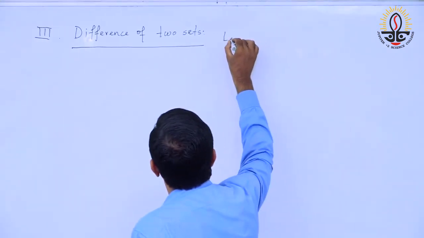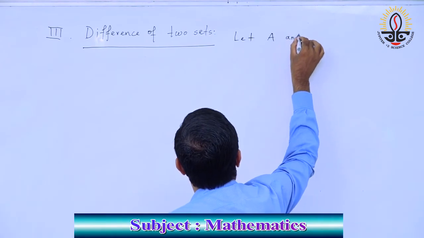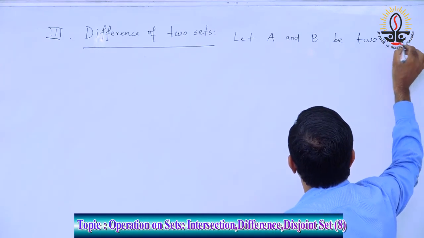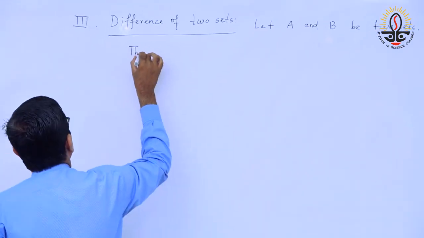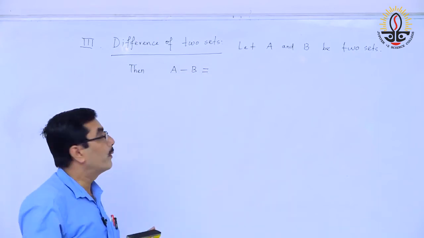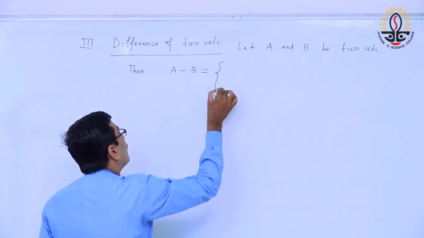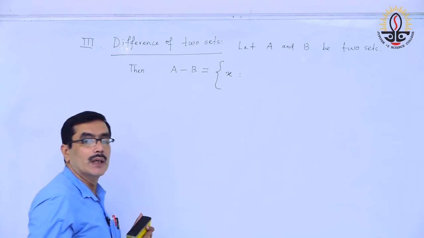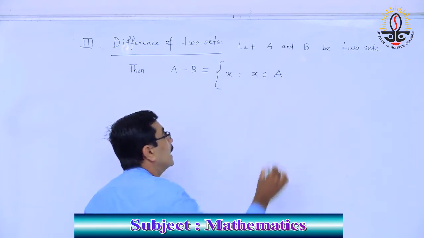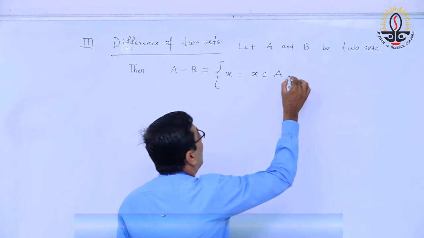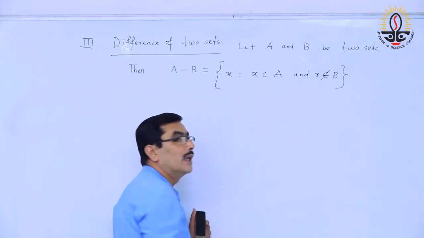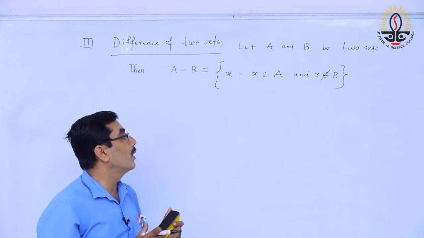Let A and B be two sets, then A difference B is equal to the set of all x such that x belongs to A and x does not belong to B. X belongs to A and x does not belong to B.